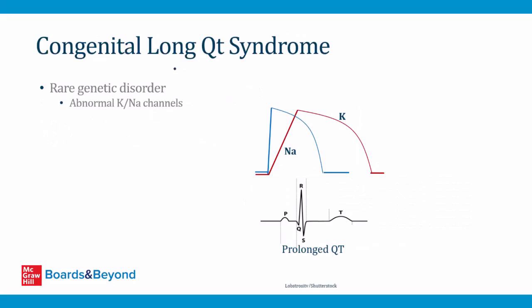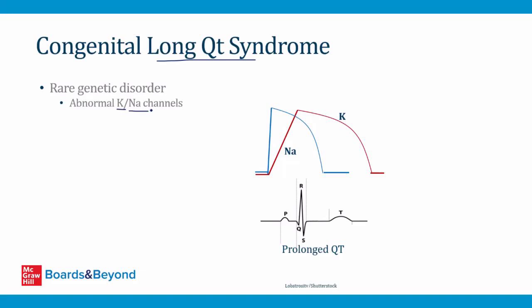There is a rare condition called the congenital long QT syndrome, where affected individuals are born with a prolonged QT interval and they're at high risk of torsade de Pointes throughout their whole lives. It's a genetic disorder and it's related to abnormalities of the potassium and sodium channels.